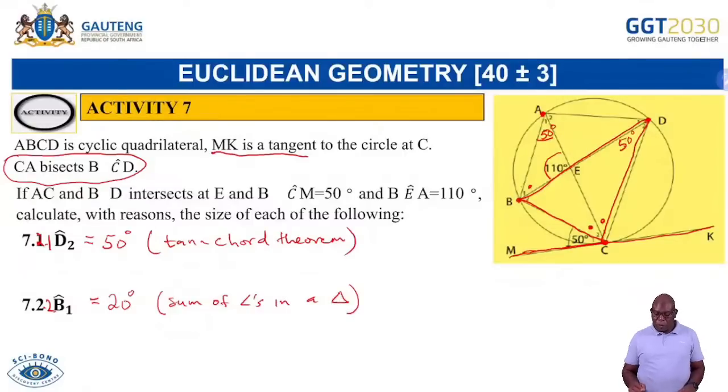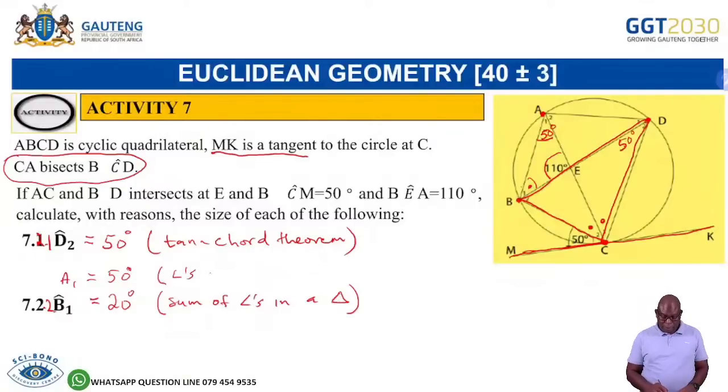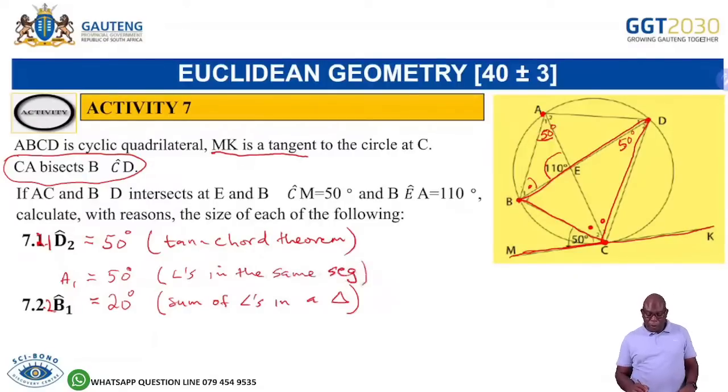But remember, for me to get B1, I must first get A1. So the statement is that A1 is equal to 50 degrees. And I've got the reason here: angles in the same segment. All right, so I'll have that. For me to get to B1, I must first get A1. So therefore, I'll get those two angles there.